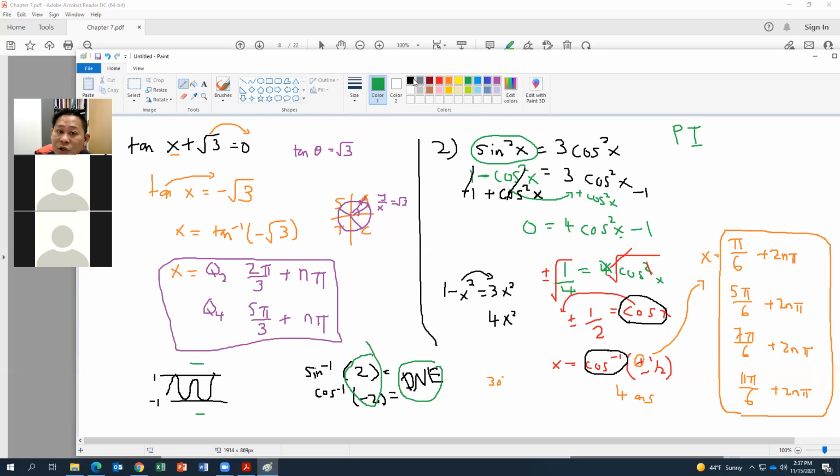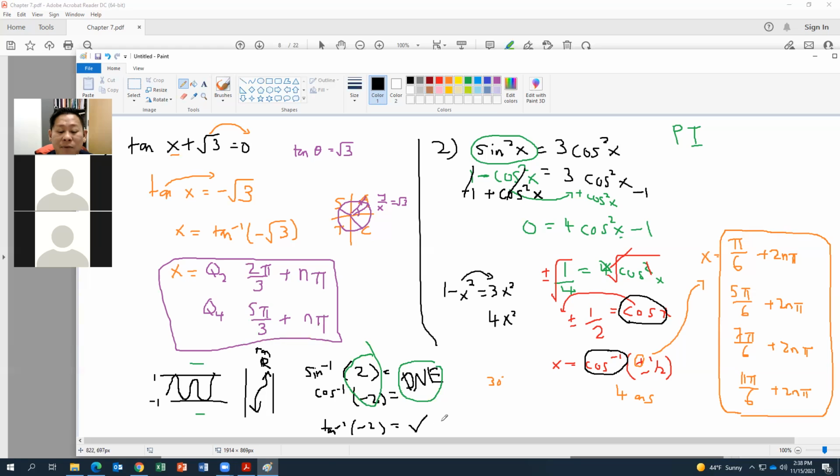However, if it's arctangent, then it will give us a value, because the tangent graph is not bounded by -1 and 1. The tangent graph covers all real numbers. So that's the reason why, when you do arc sine and arc cosine, if this number is not in between -1 and 1, you will get does not exist. For arctangent, any number will work.